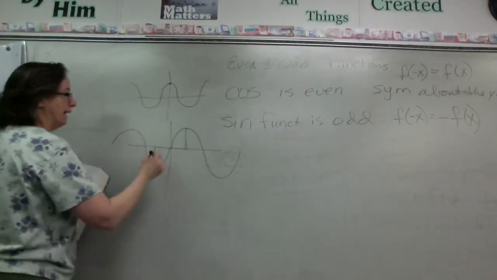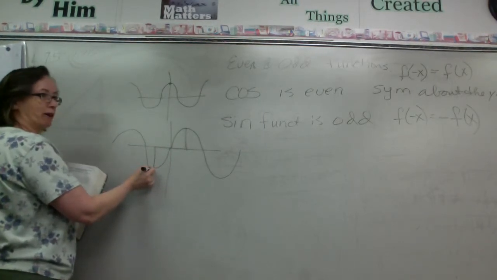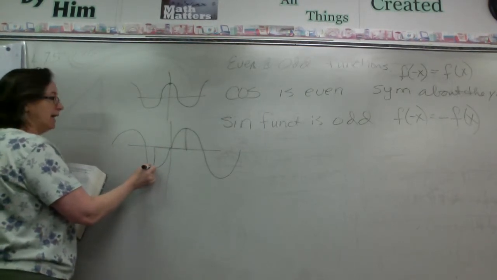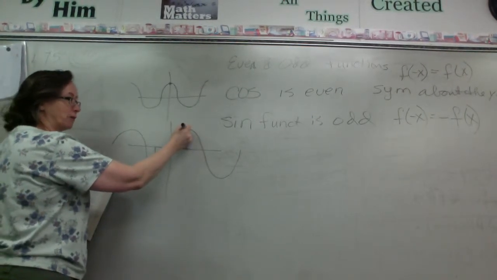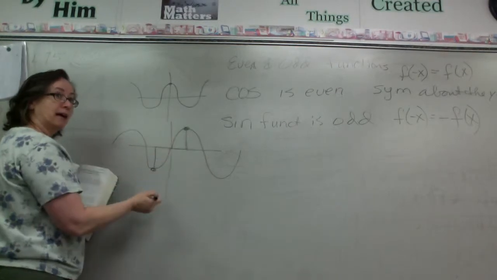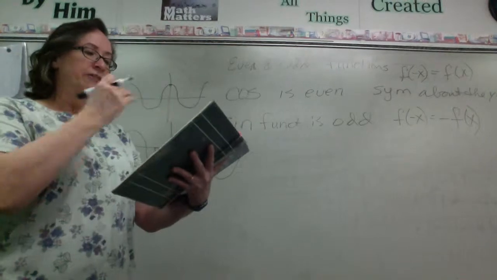So basically, if I'm over here and I say f of negative 45 degrees, that is not going to be the same thing as f of positive 45 degrees. They're going to be the same thing but opposite signs. And that is the odd function. Okay, so everybody turn the page.